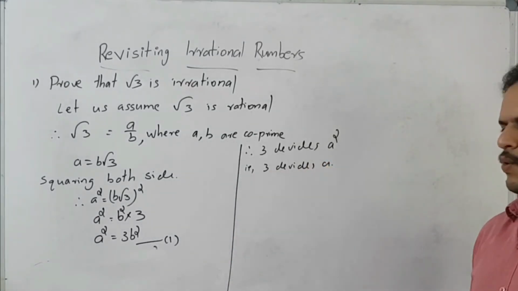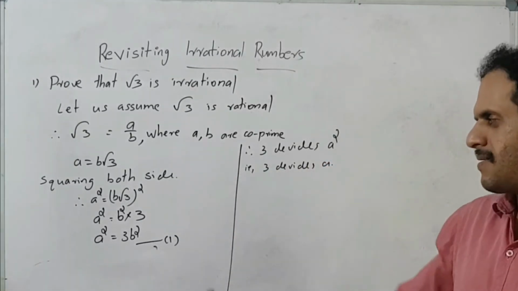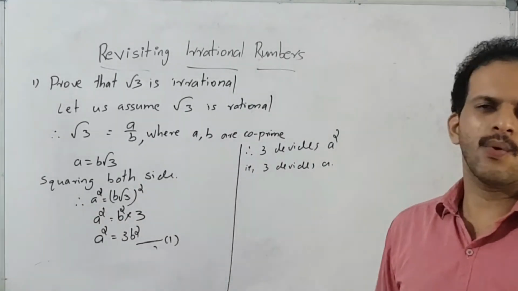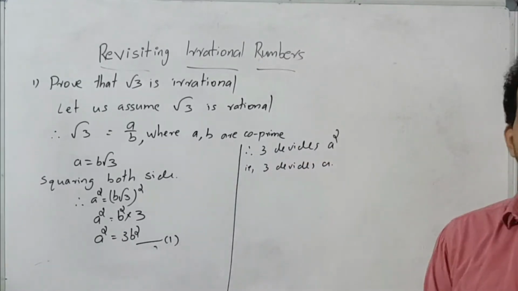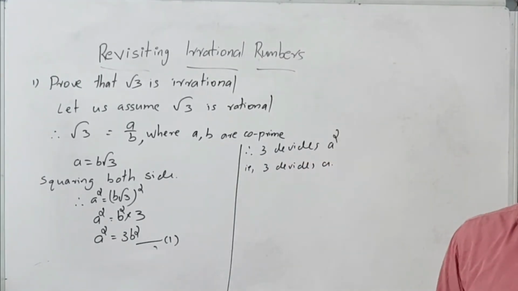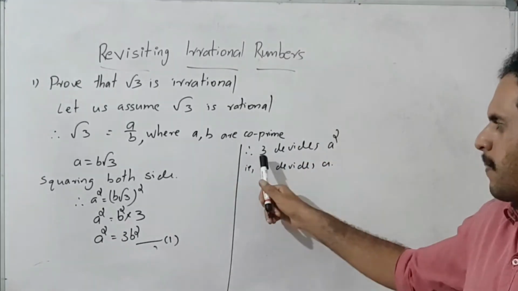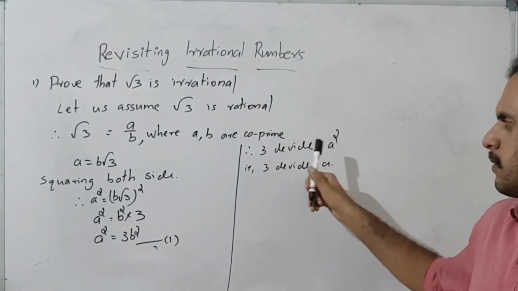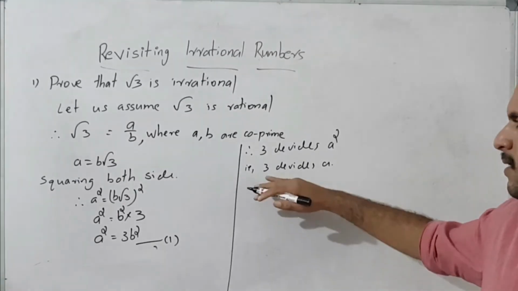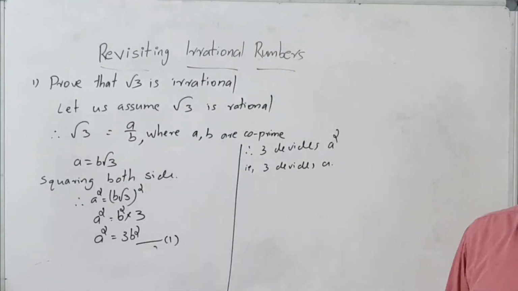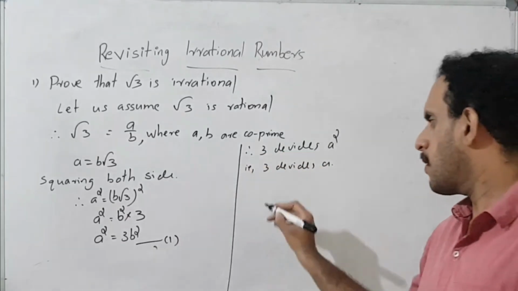Therefore 3 divides a square. Why? Because a square is a product of 3. Since a square is a product of 3, we can say 3 divides a square. So by the statement that a prime number 3 divides the square of a number, it is very clear 3 divides the number also. So we concluded 3 divides a. 3 can divide a. It is possible to divide a by 3, which means a is a product of 3.